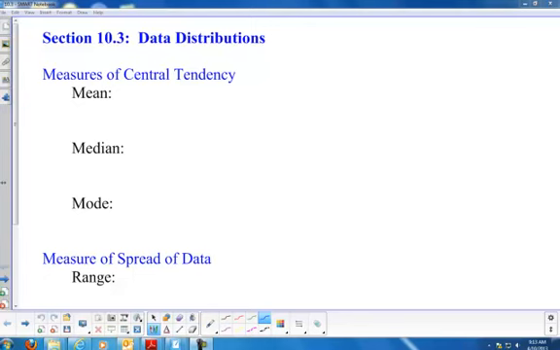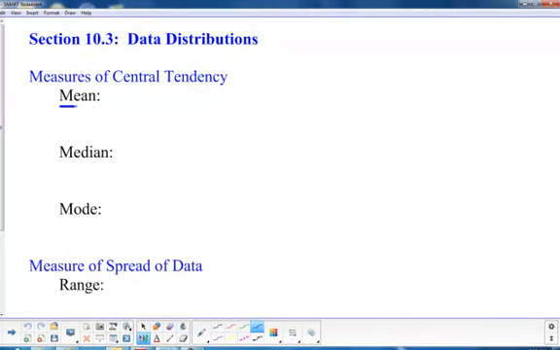All right, welcome back. We're going to do Chapter 10, Section 3, Data Distribution, as well as Chapter 10, Section 4, Misleading Graphs. So if you remember the mean, I think of it as the meanest one to do. This is where you add up all of the numbers, and then you divide by the total amount of numbers.